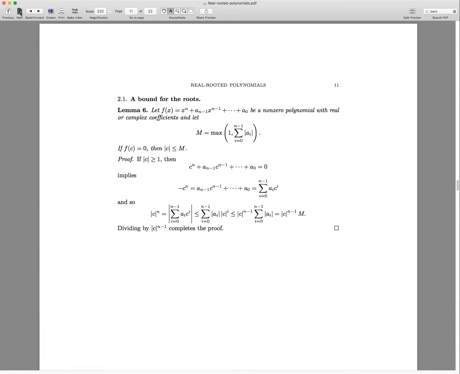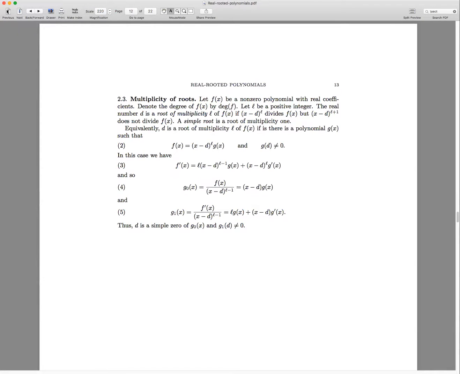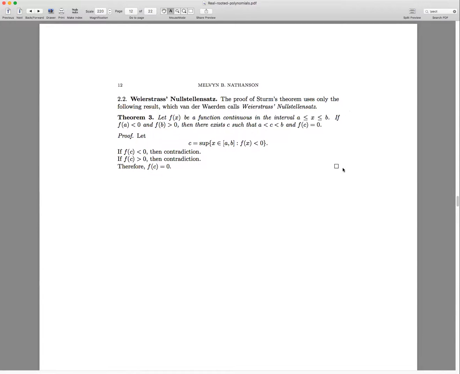So somewhere I put in an example. And everything he does is based on what he calls Weierstrass's Nullstellensatz, which simply says if you have a continuous function from A to B, a polynomial, it doesn't even matter, and it's negative at A and positive at B, then it's zero somewhere in the middle. That's all he uses. Why Weierstrass's name is attached to it, I don't know. But since this is all you need, if you go to a real closed field, you can do practically everything there that you can do in the reals.